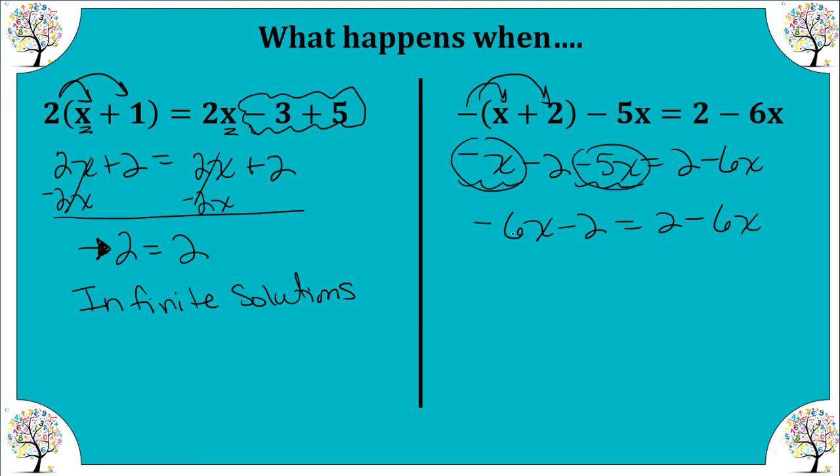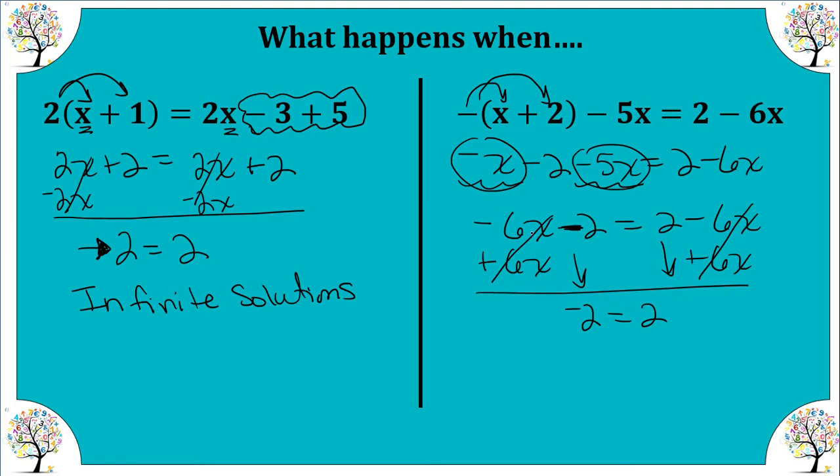Now we have variables on the left, variables on the right. We notice they are the exact same term. We need to make them cancel, and so we're going to add 6x to both sides. Again, typically we would be getting rid of the smaller variable term, but in this case they are the same. I'm going to bring down my negative 2 equals positive 2.